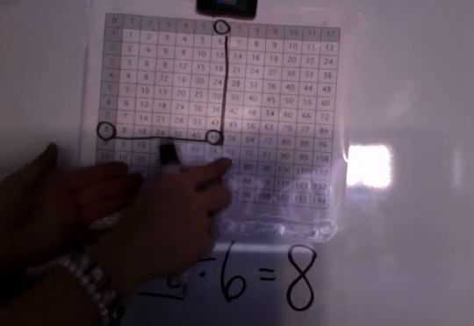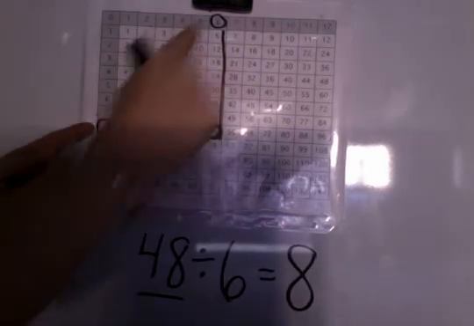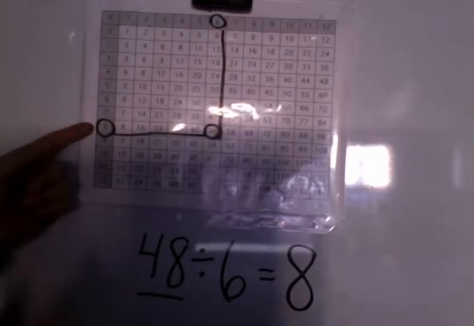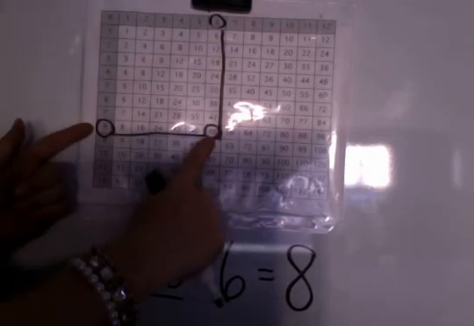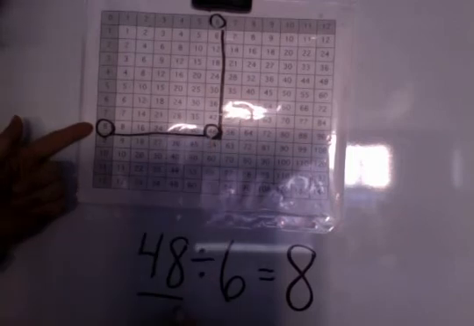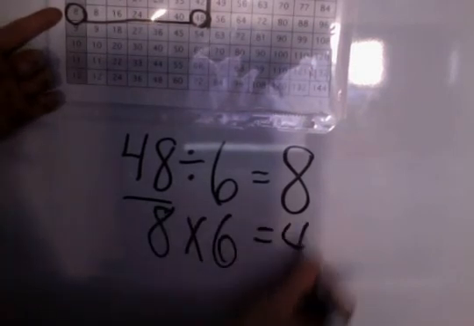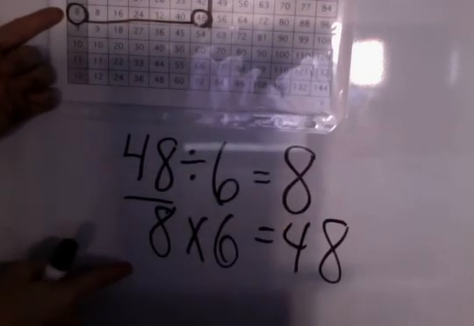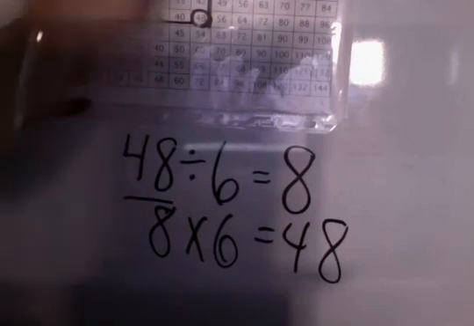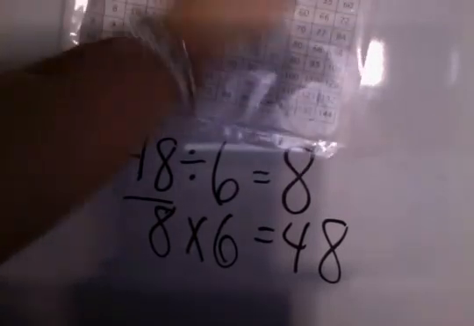Now, let's think about that in terms of multiplication. Look at your factors. 8 and 6. 48. So that means 8 times 6 equals 48. It's the same thing, you're just working backwards. So now we can use our multiplication tables to also help us solve division.